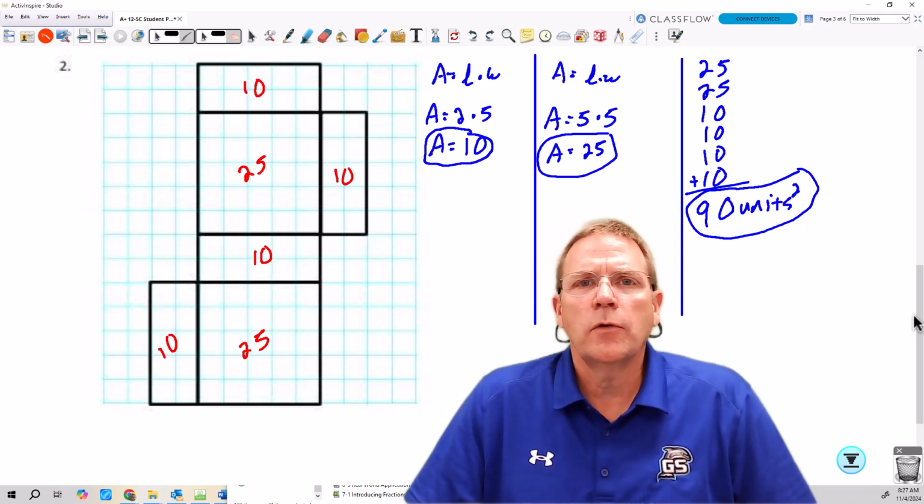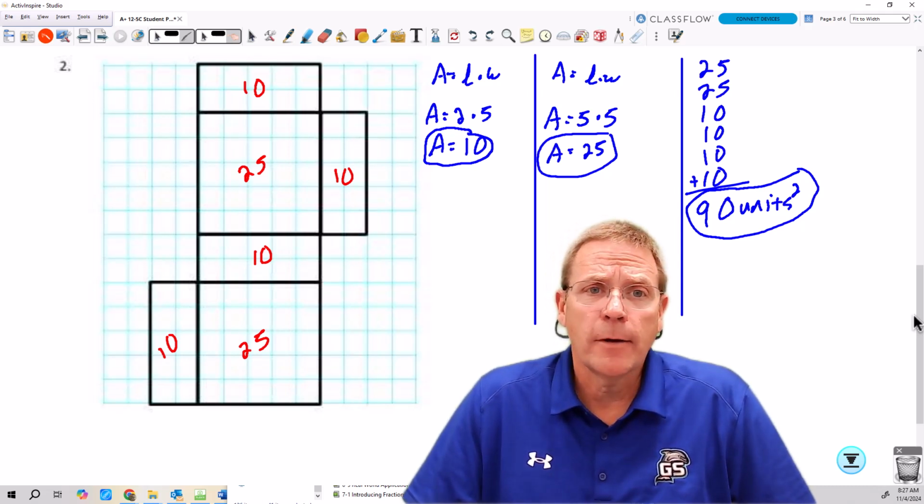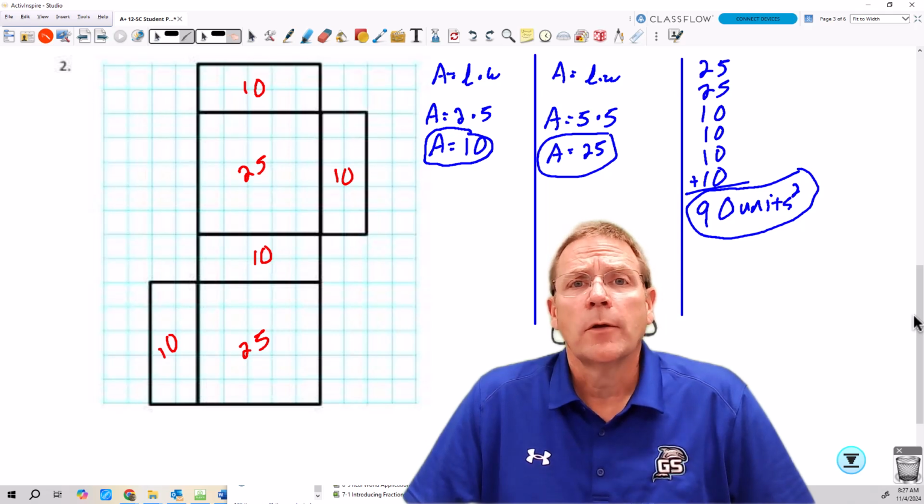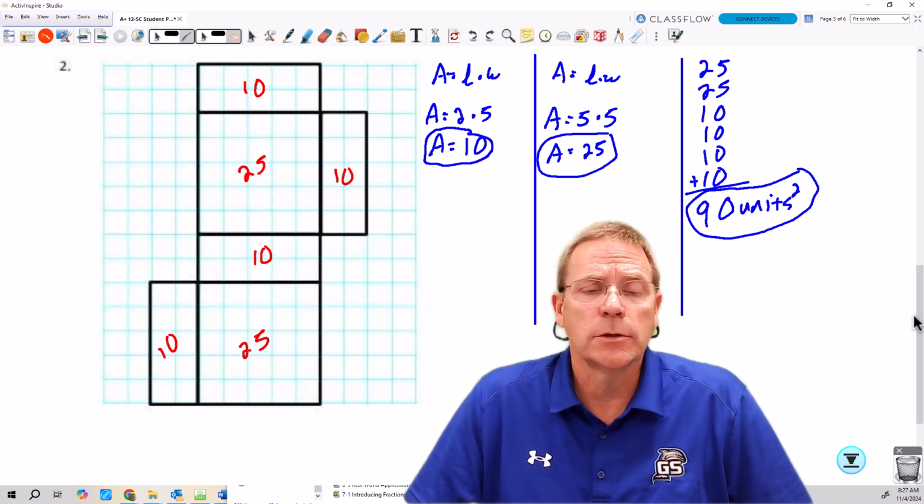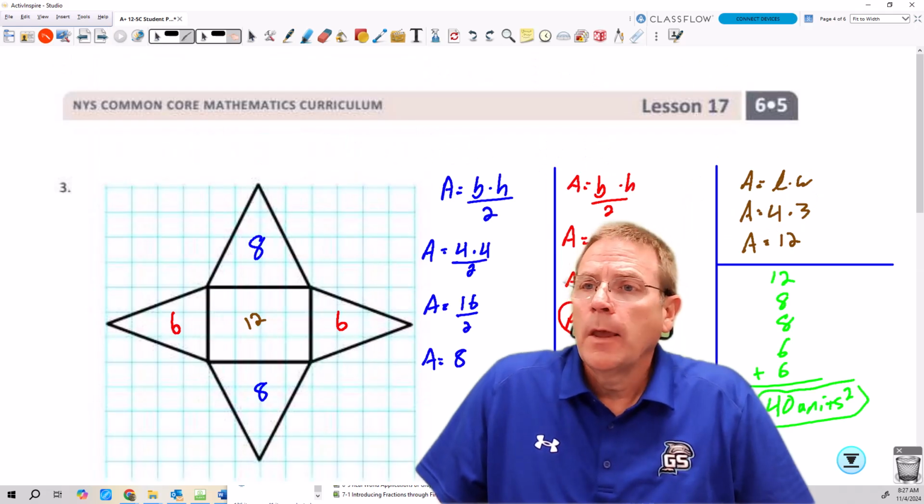For the next problem, I had 2 different size rectangles. One rectangle was a 2 by 5, and there were 4 of those. The other rectangle was also a square, a 5 by 5, and there were 2 of those. So I found the area of each one of those, added them up to get a total area of 90 units squared.